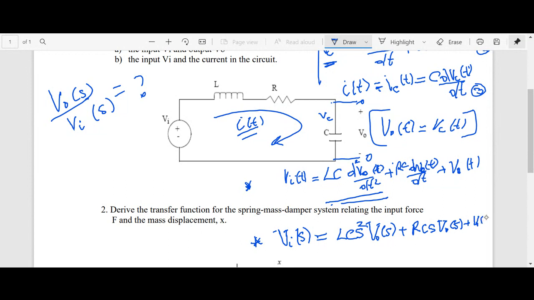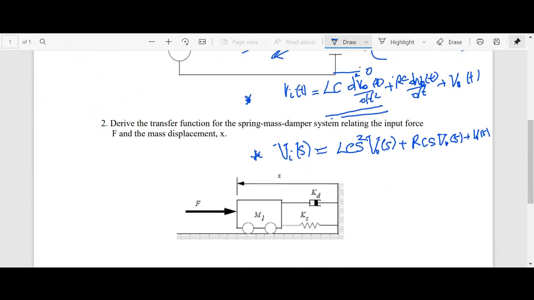Plus V_O of S. Now you might ask, why did I put the term RCS before the V_O of S? Why do I do it this way? Because RC and LC, these are constants, and these constants will go before the terms in the polynomial. But that's one way to write it. That's the better way, I believe. Put these terms before the functions, all right? Because what you're going to find is that these are going to be the terms that form the coefficients of our polynomial in the transfer function. But let us proceed and we'll see what exactly it is that I'm talking about.